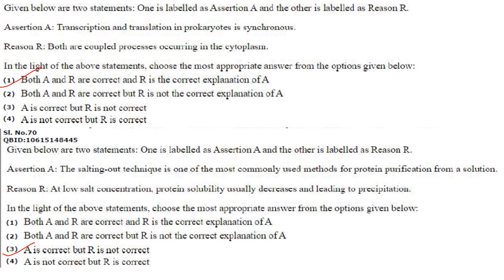Then next one. The salting out technique is one of the most commonly used methods for protein purification from a solution. Yes, that is correct. At low salt concentration, protein solubility usually decreases, leading to precipitation. It is not low salt concentration. At high salt concentration, protein solubility usually decreases and leads to precipitation. So A is correct, whereas R is not correct.